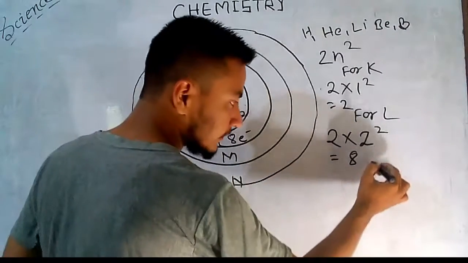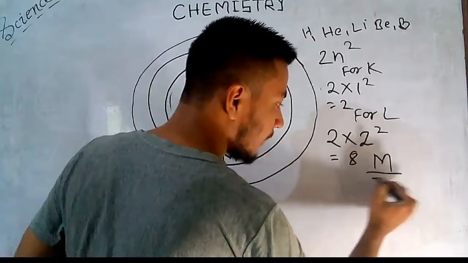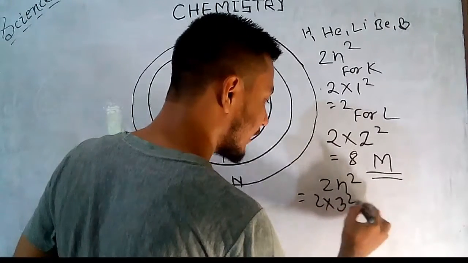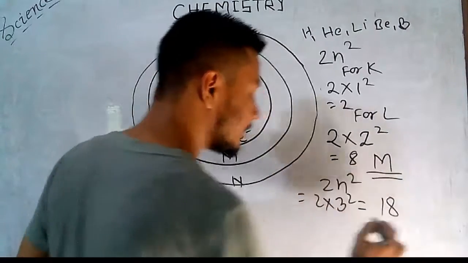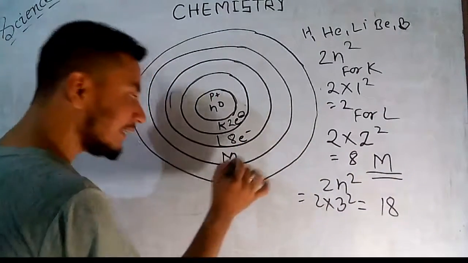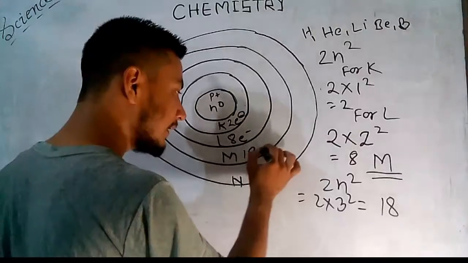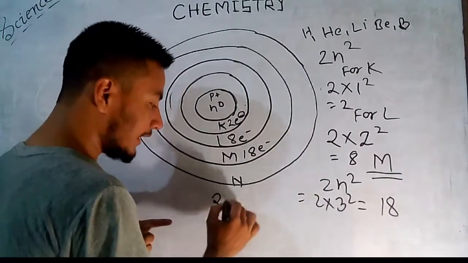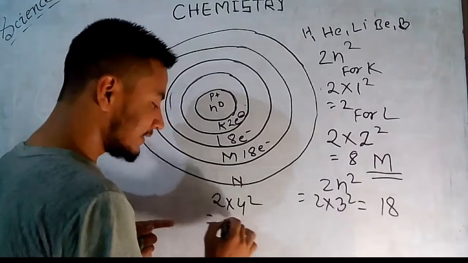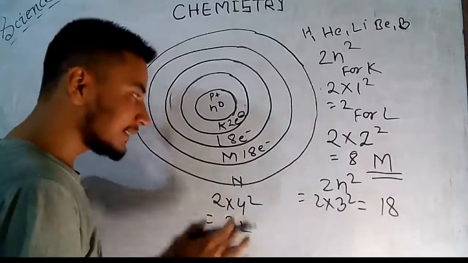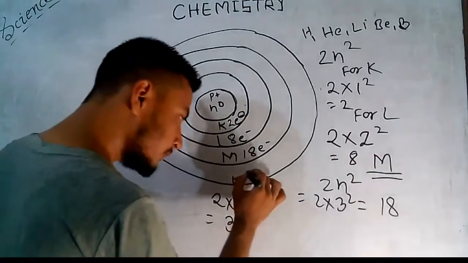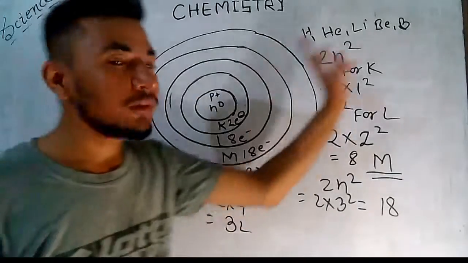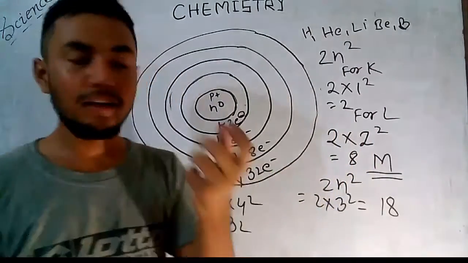For M, that is 2n squared, that is 2 into 3 squared, that is 18. So it means we can fill 18 electrons in this M shell. And finally when we put n equals 4 for N, that is 2 into 4 squared, that is 32. So in the last shell, that is the N shell, we can fill 32 electrons. So this rule is called Bohr's rule or the 2n squared rule.